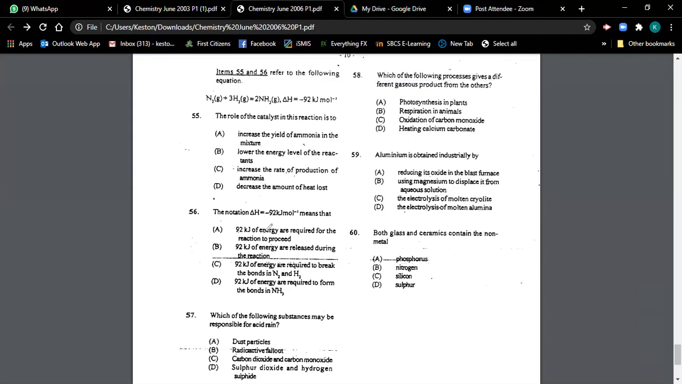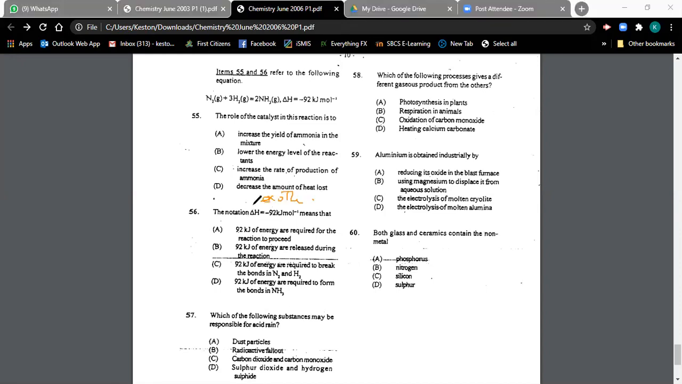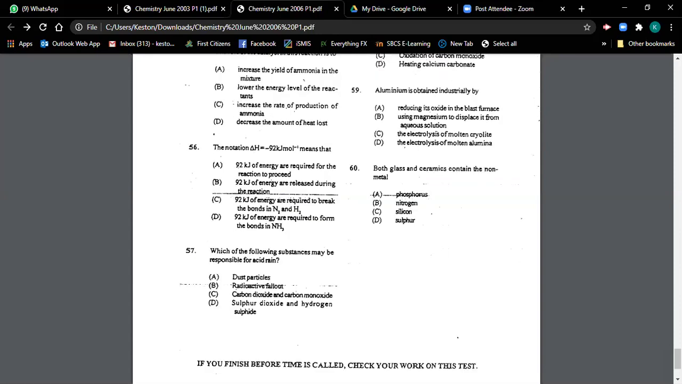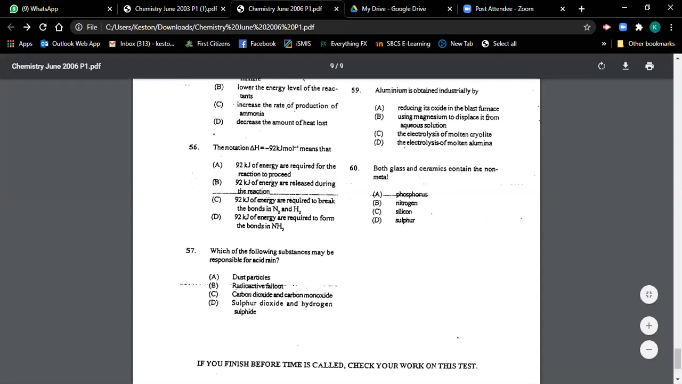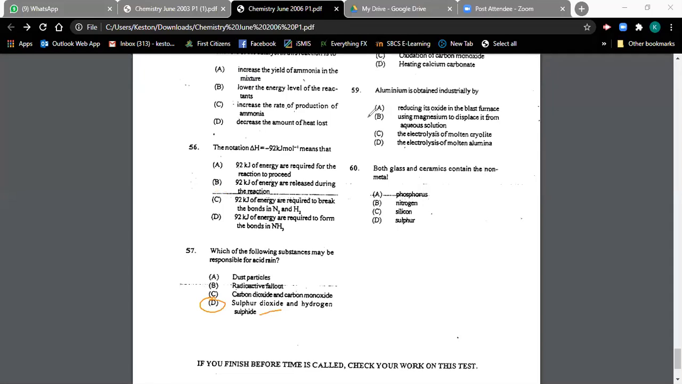92 kilojoules of energy are required for the reaction to proceed? Well, this is an exothermic reaction, right? Basically what it's saying is that 92 kilojoules of energy is released during the reaction. Yeah? Good. 57. Which of the following substances may be responsible for acid rain? Who are the culprits for acid rain? Very good. Sulfur dioxide, hydrogen sulfide. Very good.